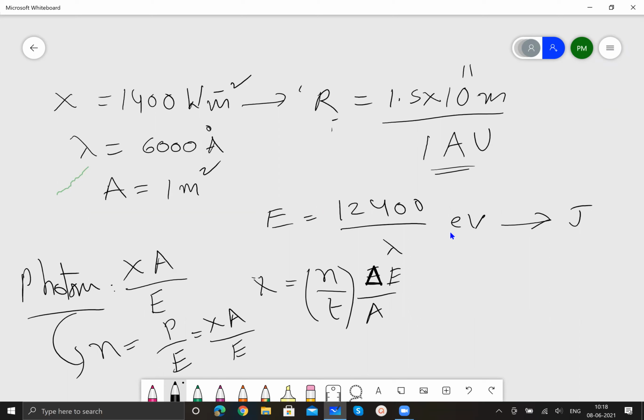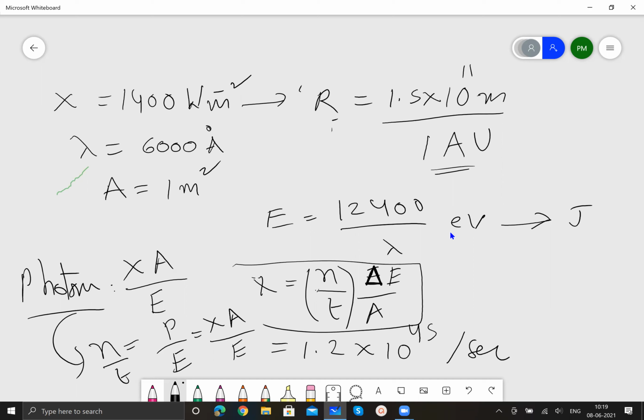Same formula. So if you substitute, it will be nearly 1.2 into 10 to the power of 45 per second. Of course, it should be N by T. N by T is there already. Same formula. N by T is X into A by E. See this formula, X is equal to N by T into E by A. You wanted N by T, so X into A by E. So this is the answer.